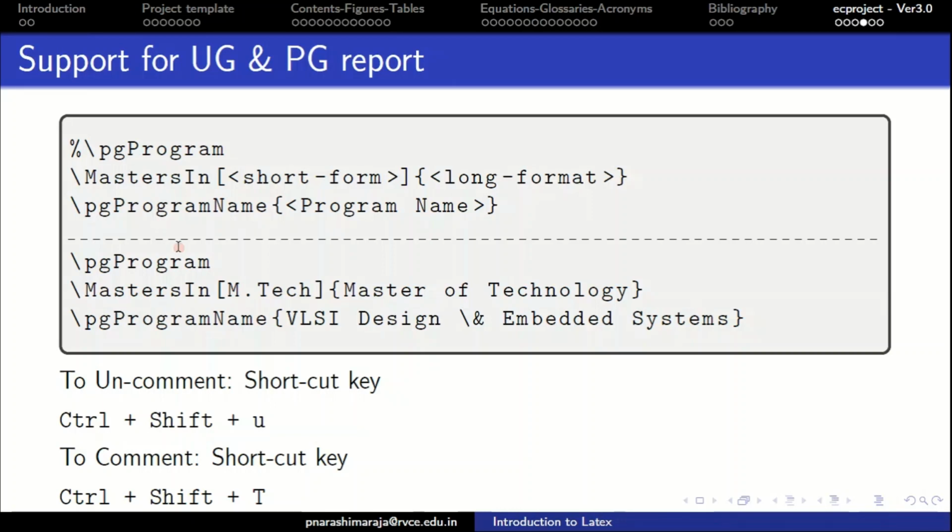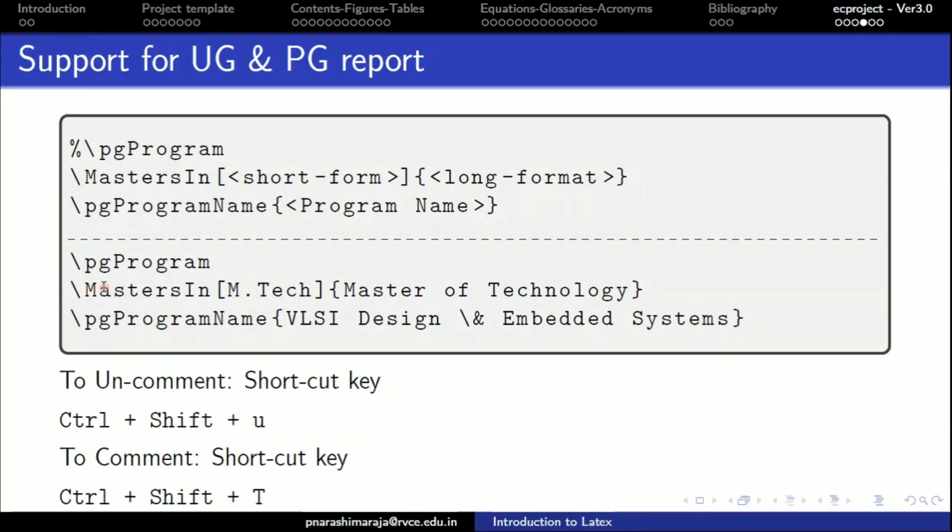And here is an example where I have uncommented the PG program, so that when I compile this main.tex file, the report that it generates is meant for the PG project report. In order to uncomment, one can use the shortcut key Ctrl+Shift+U, and in case you want to comment it in order to use it as a UG project template, then you have to use the shortcut key Ctrl+Shift+T to comment it.